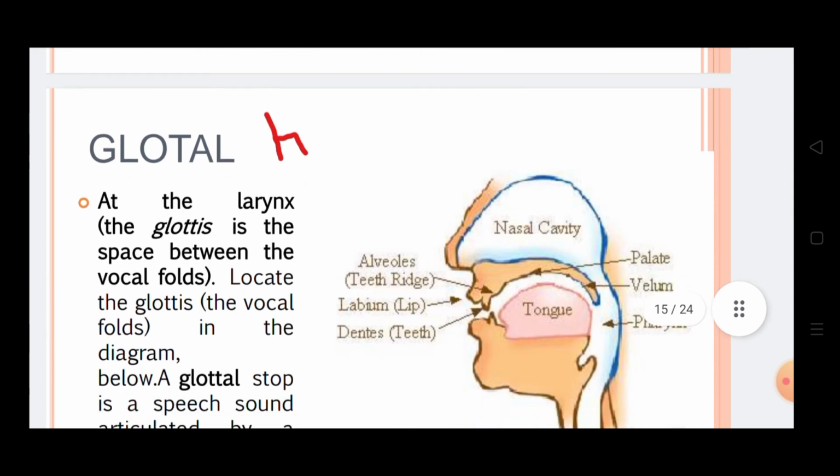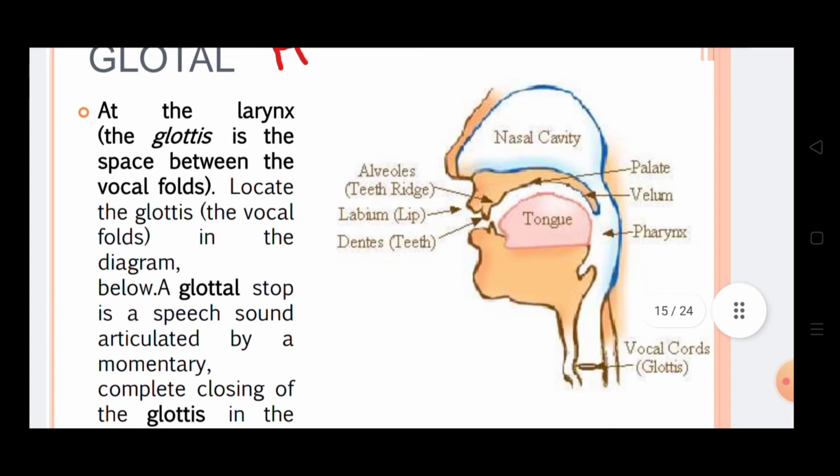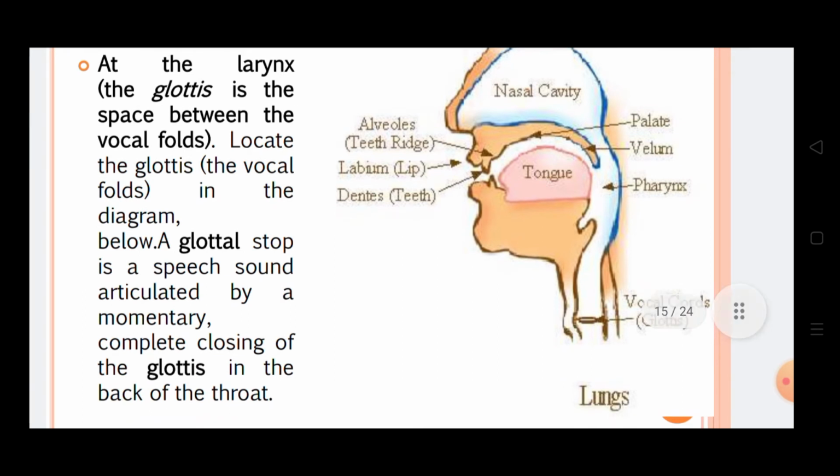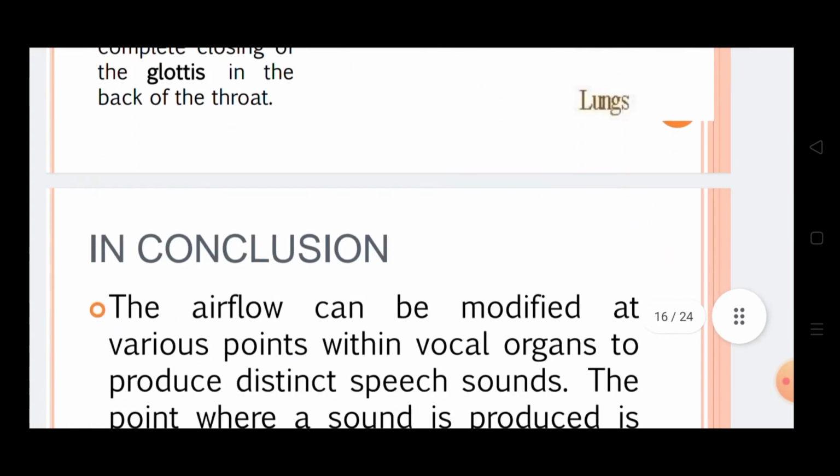And glottal sounds. So the h is known as a glottal sound. In the articulation of this sound, at the larynx, the glottis is located there. The glottis is the space between the vocal folds. In the diagram here you can see the vocal folds and where the position of the glottis is. And the glottal stop is a speech sound articulated by a momentary complete closure of the glottis in the back of the throat.